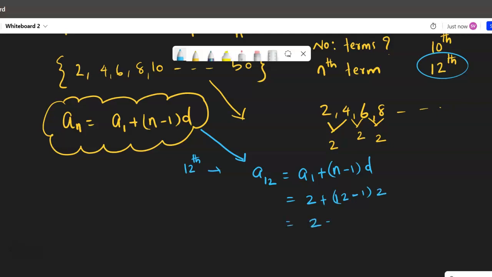That is 2 plus (12 minus 1) is 11, times 2. That is 2 plus 11 times 2 is 22. So your answer is 2 plus 22 is 24. So the 12th term of this sequence is 24. You can easily check because this is a small sequence. So this is the way you can find the nth term of a sequence.